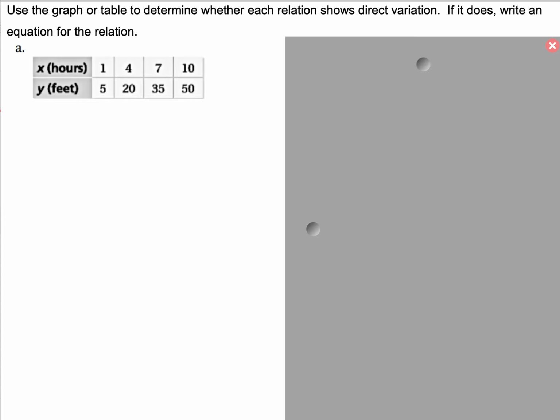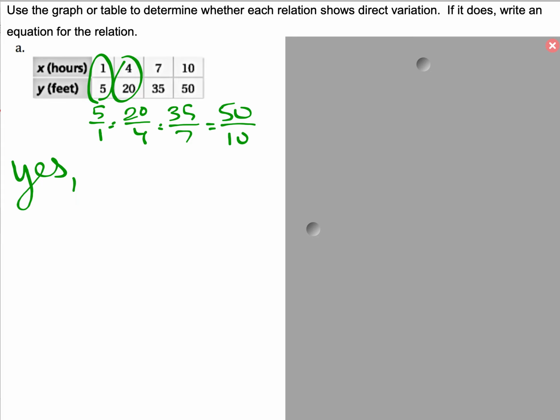If it's proportional, we can compare y to x and get the same thing on all of these. They are all equal. 5 divided by 1 is 5, 20 divided by 4 is 5, 35 divided by 7 is 5, and 50 divided by 10 is also 5. So this is proportional. It does show direct variation.